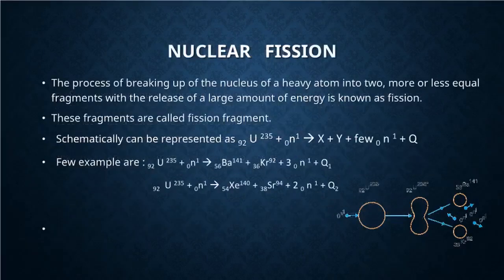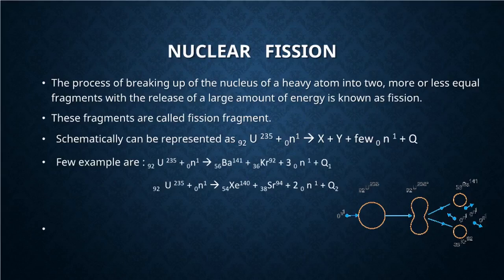So, we may define nuclear fission as the process of breaking up of the nucleus of a heavy atom into two more or less equal fragments with release of a large amount of energy. The product nuclei appearing are called fission fragments. Fission occurs mainly to achieve stability. Just recall the binding energy curve, in which we discussed that nuclei with intermediate mass number have more binding energy and hence are more stable.